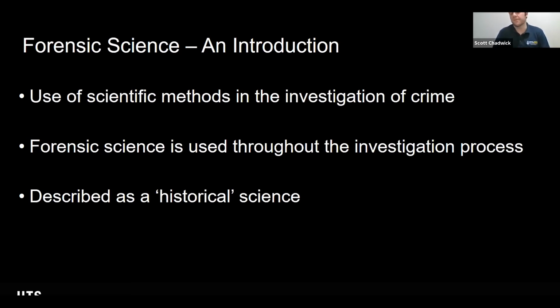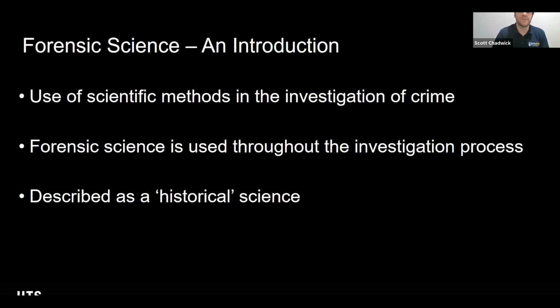Then the final step of the forensic science process is for the forensic scientists to present their evidence in court, because we are obviously trying to assist the legal system in the investigation of crime. So that final step is for us to give our expert opinion to the jury or the judge in order to help them make a decision.